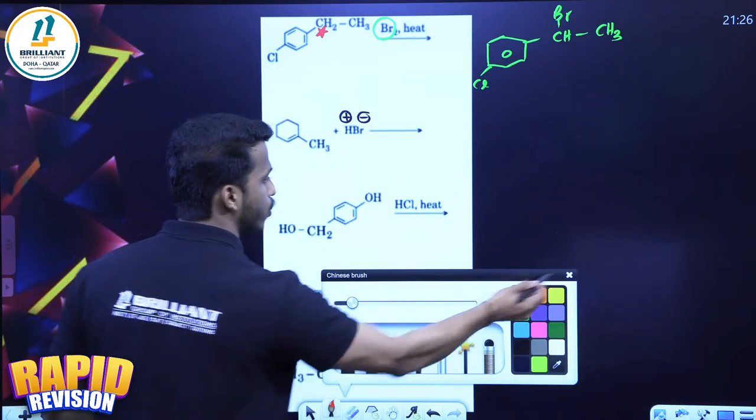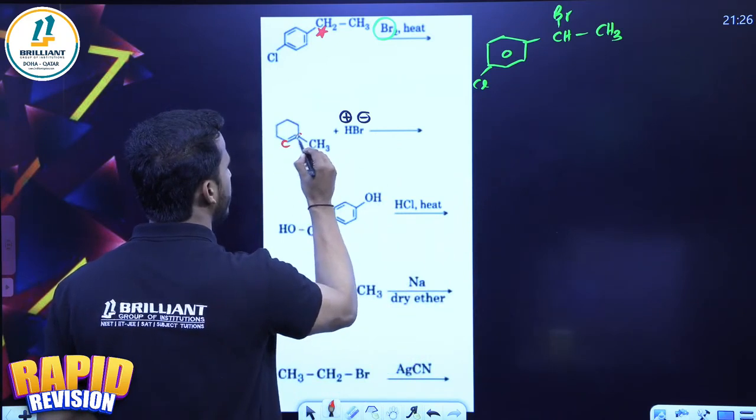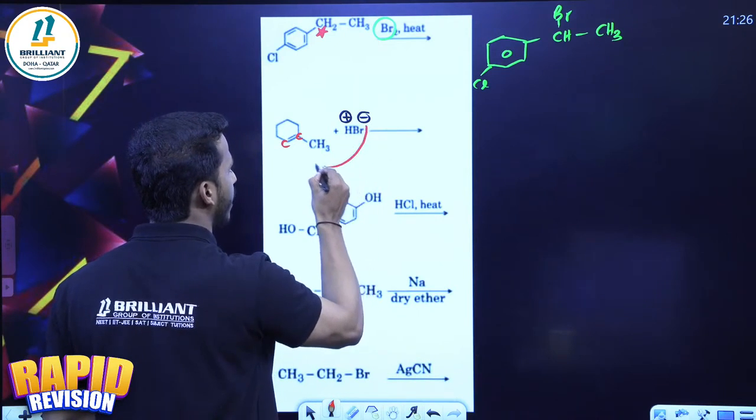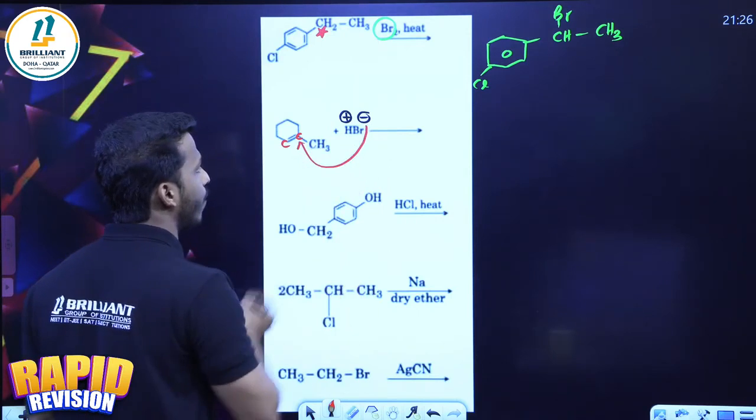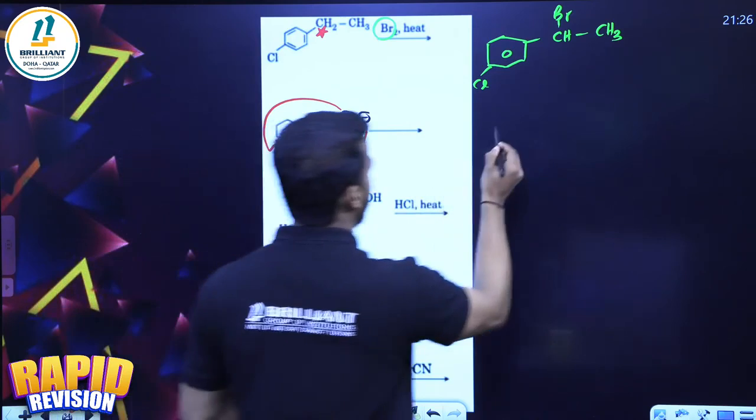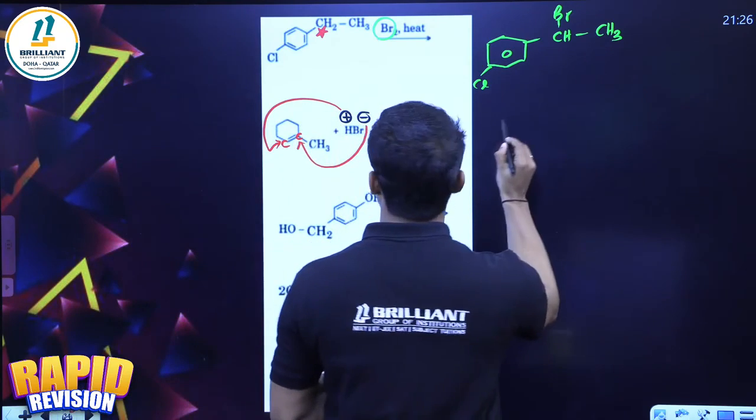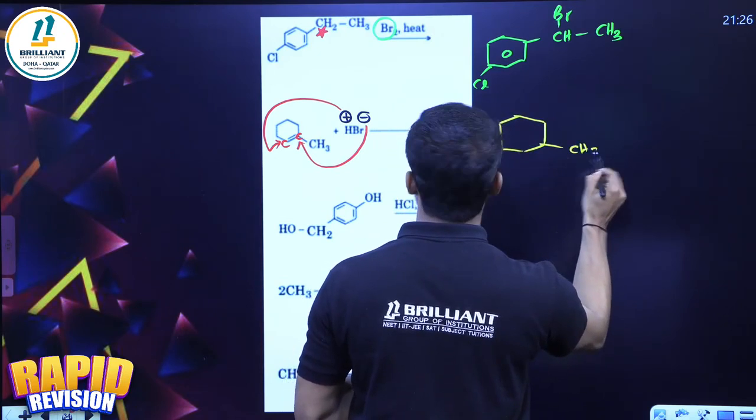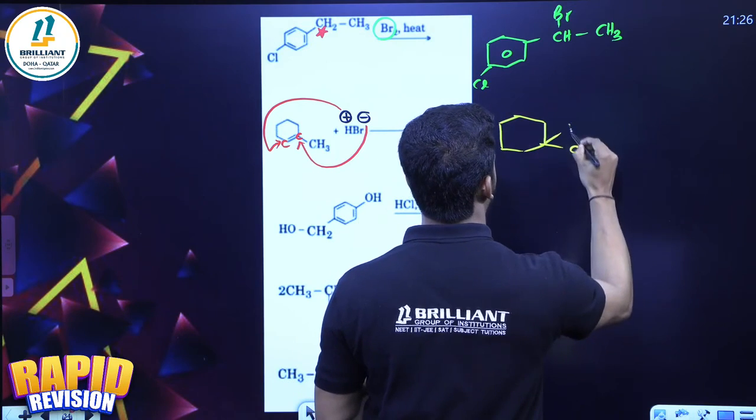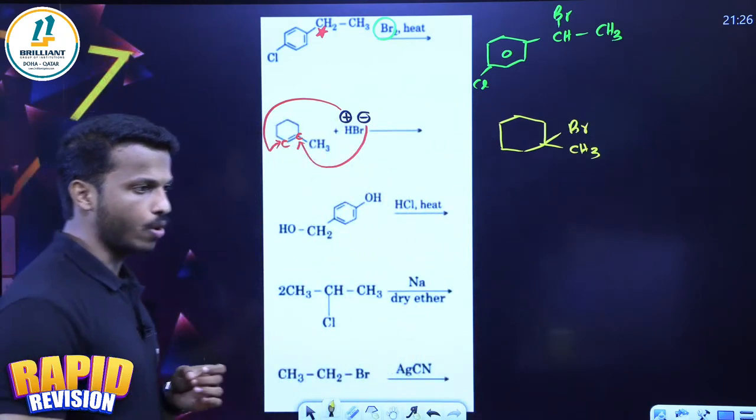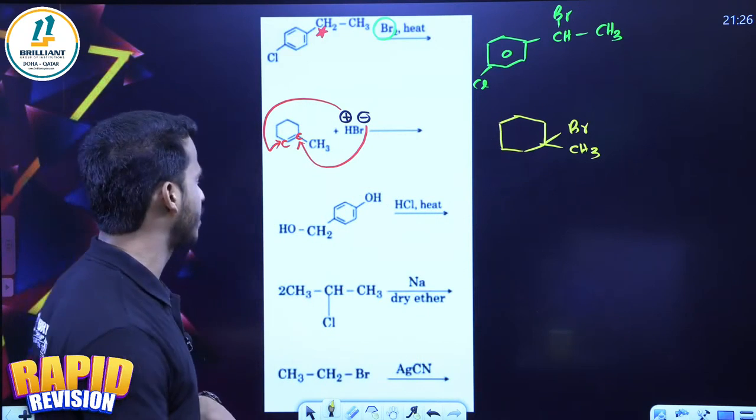In Markovnikov's rule, the negative part of the addendum goes to the carbon with fewer hydrogens, and the positive part goes to the carbon with more hydrogens. You will get cyclohexane with CH3, and on the CH3 carbon the bromine also attacks. Hope you get the same answer. Markovnikov's rule, yes: one bromo, one methyl cyclohexane.